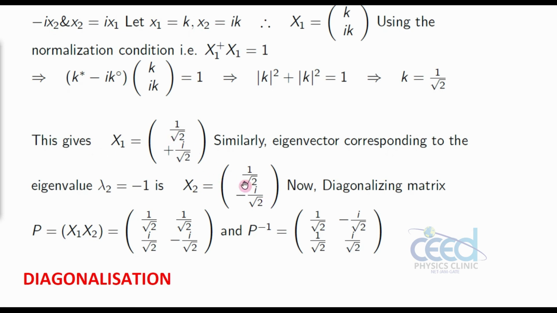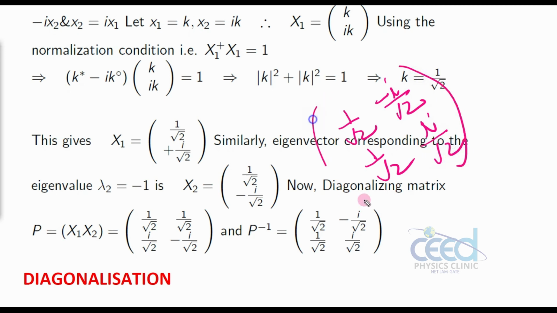Once you get these eigenvectors, the matrix formed by these eigenvectors, that is 1 by root 2, i by root 2 and 1 by root 2, minus i by root 2, is the particular diagonalizing matrix. And you can find the inverse of this matrix P, that is P inverse is equal to 1 by root 2, 1 by root 2, minus i by root 2, and i by root 2.